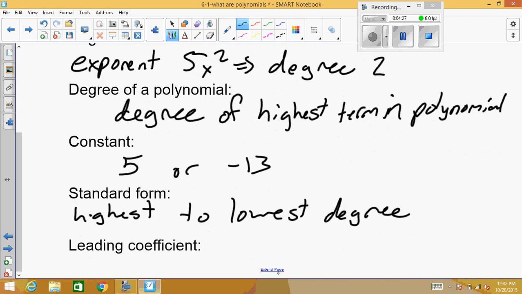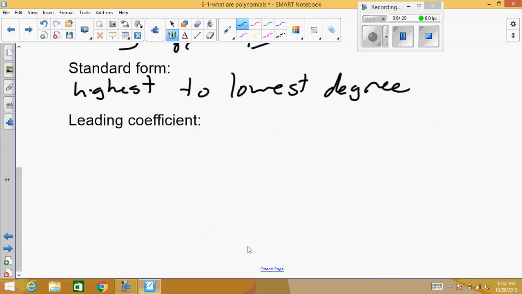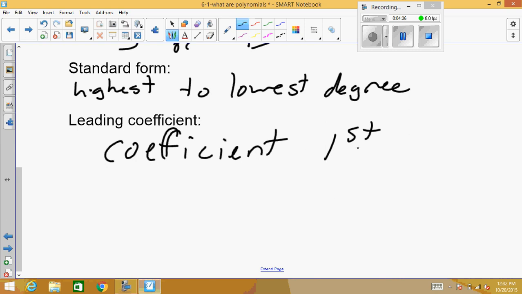Last vocab that we've got today is our leading coefficient. Our leading coefficient is the coefficient of the first term when the polynomial is in standard form.